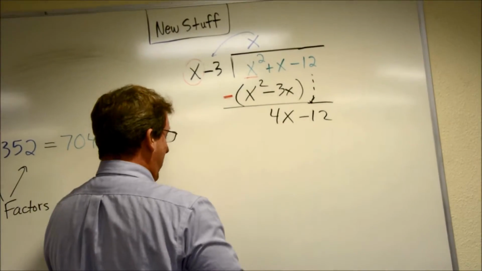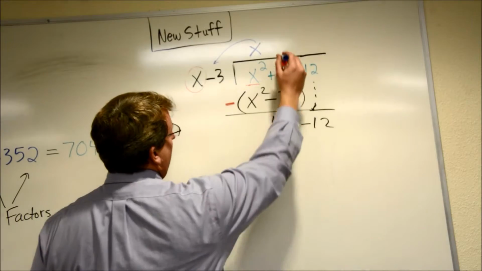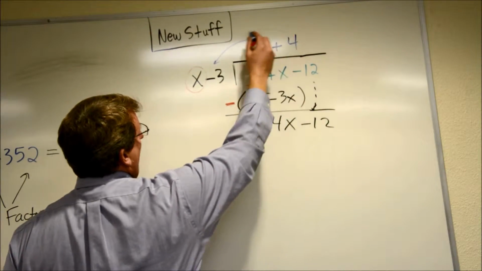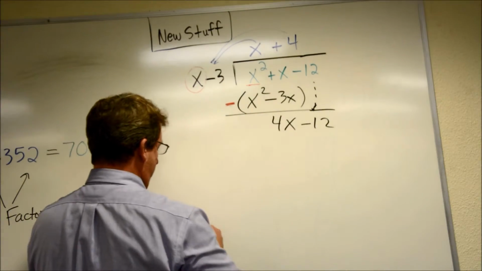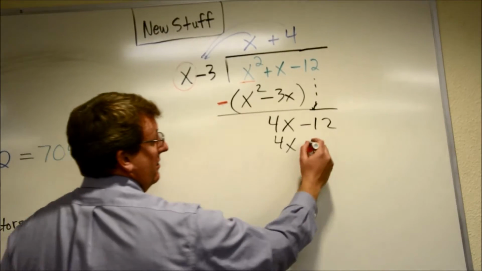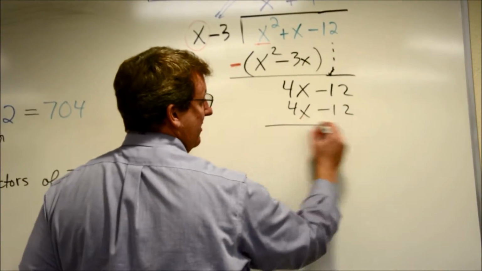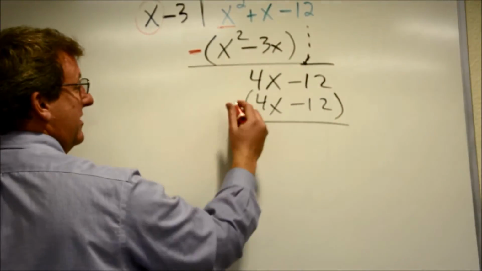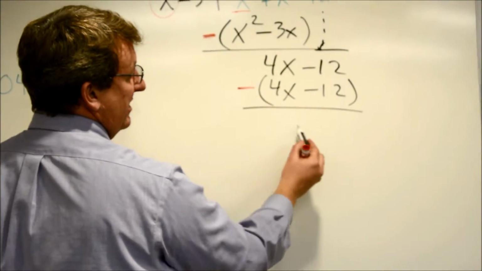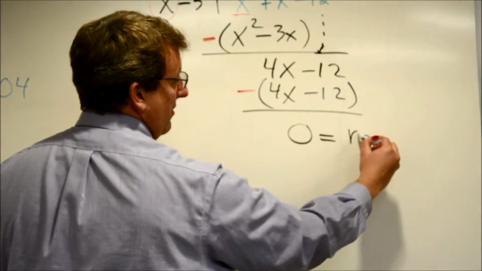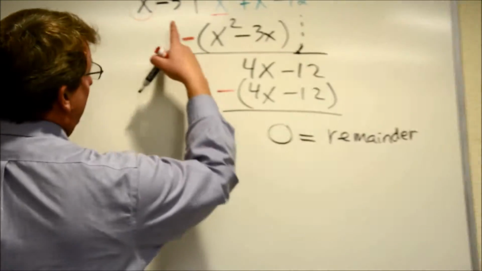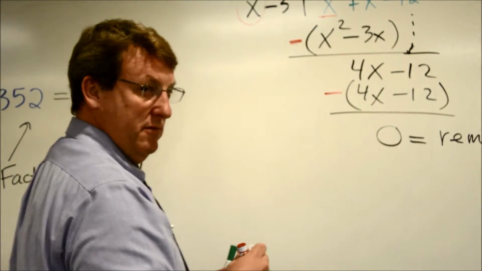Absolutely. So, x times what gives me 4x? You say plus 4. Okay. Well, what's 4 times x? 4x. And what's 4 times negative 3? Negative 12. What do I do with that? We subtract it. Put the parentheses like we said earlier. What is something minus itself? 0. And do I say that's where I stop? Is that my remainder? Because x does not go into 0.